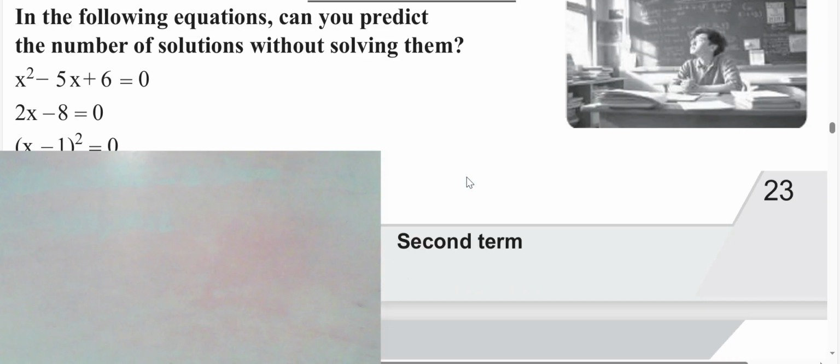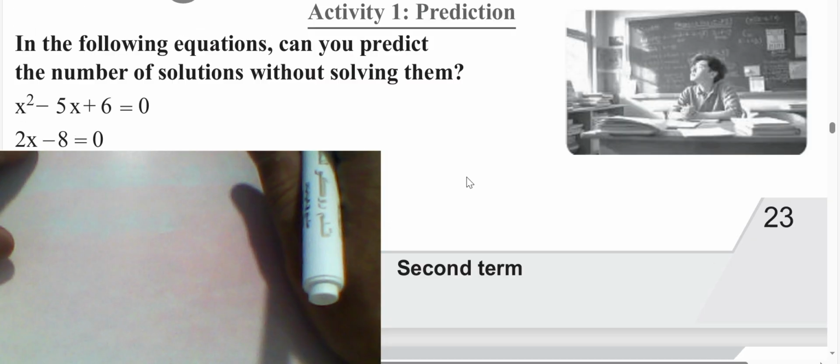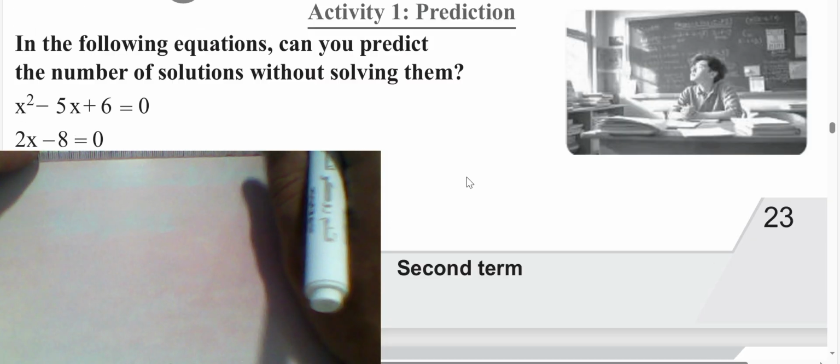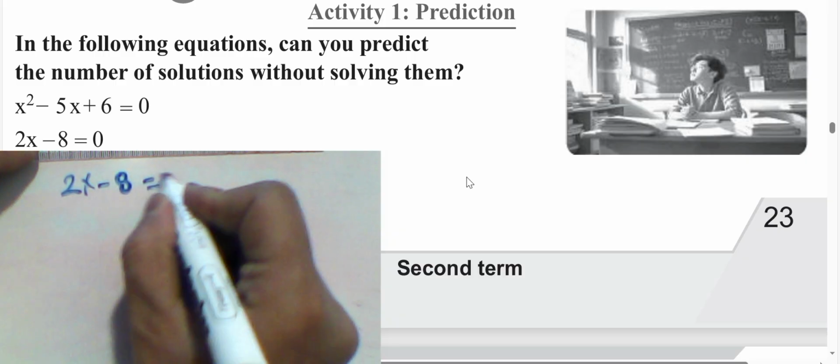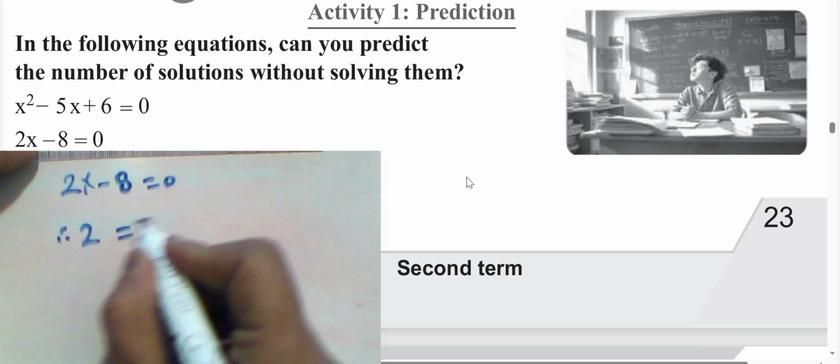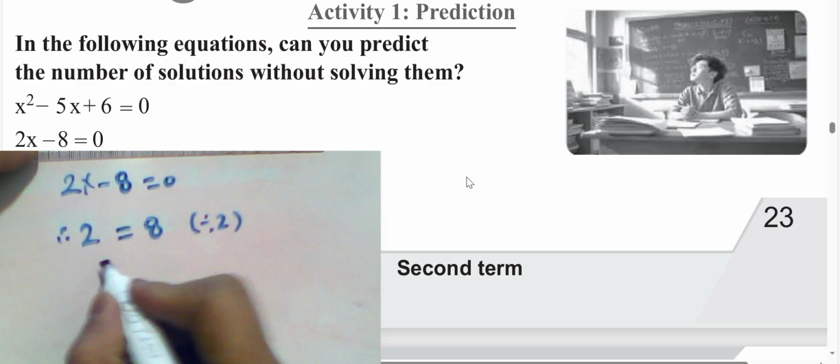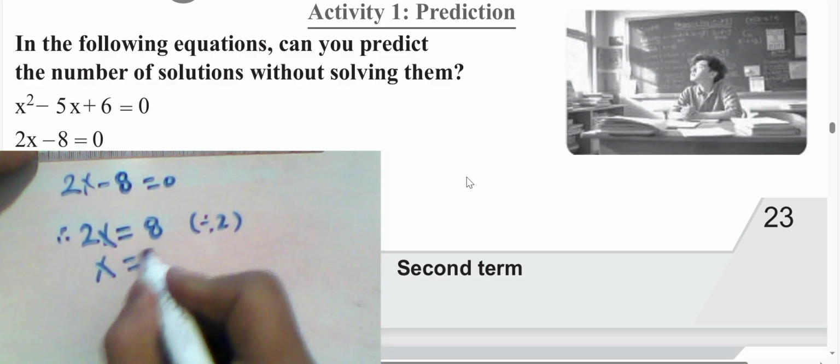Question: 2x minus 8 equals 0. We can move 8 from the left hand side to the right hand side. 2x minus 8 equals 0, then 2x will equal 8. We can divide by 2, and the value of x will be 4.